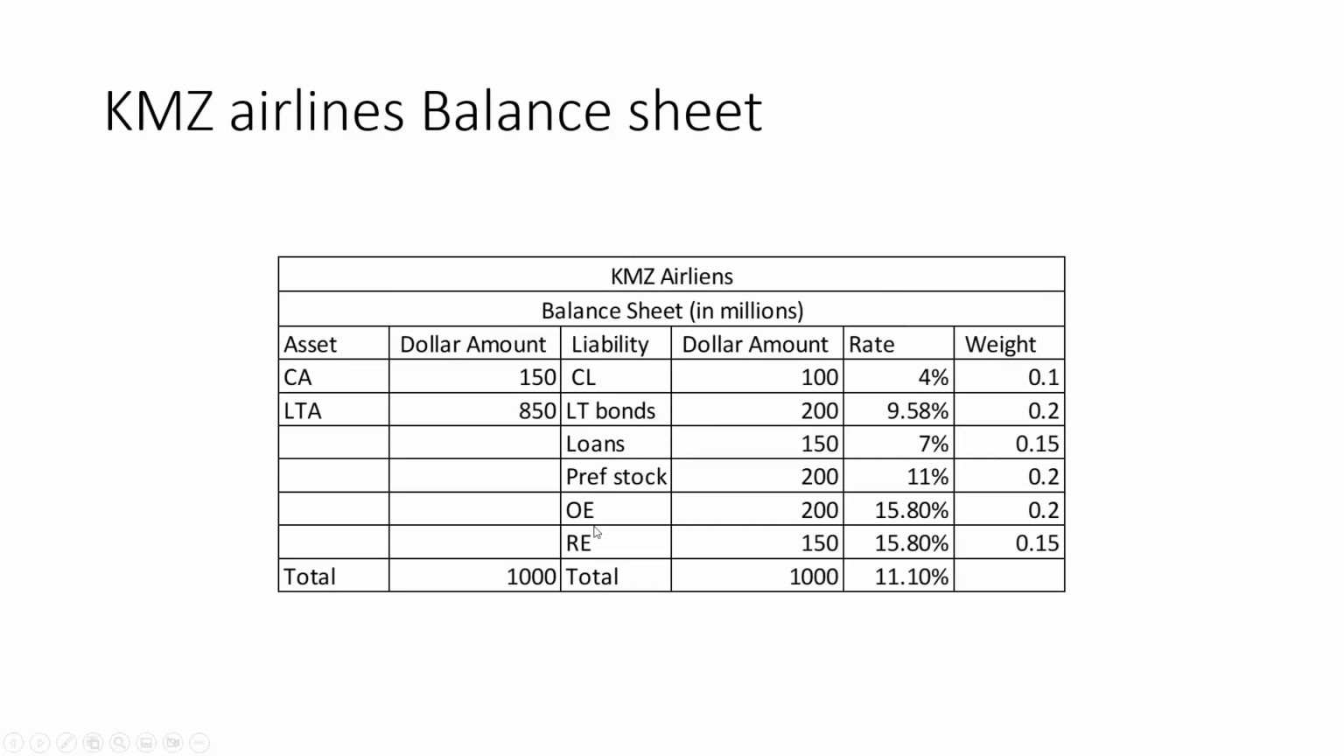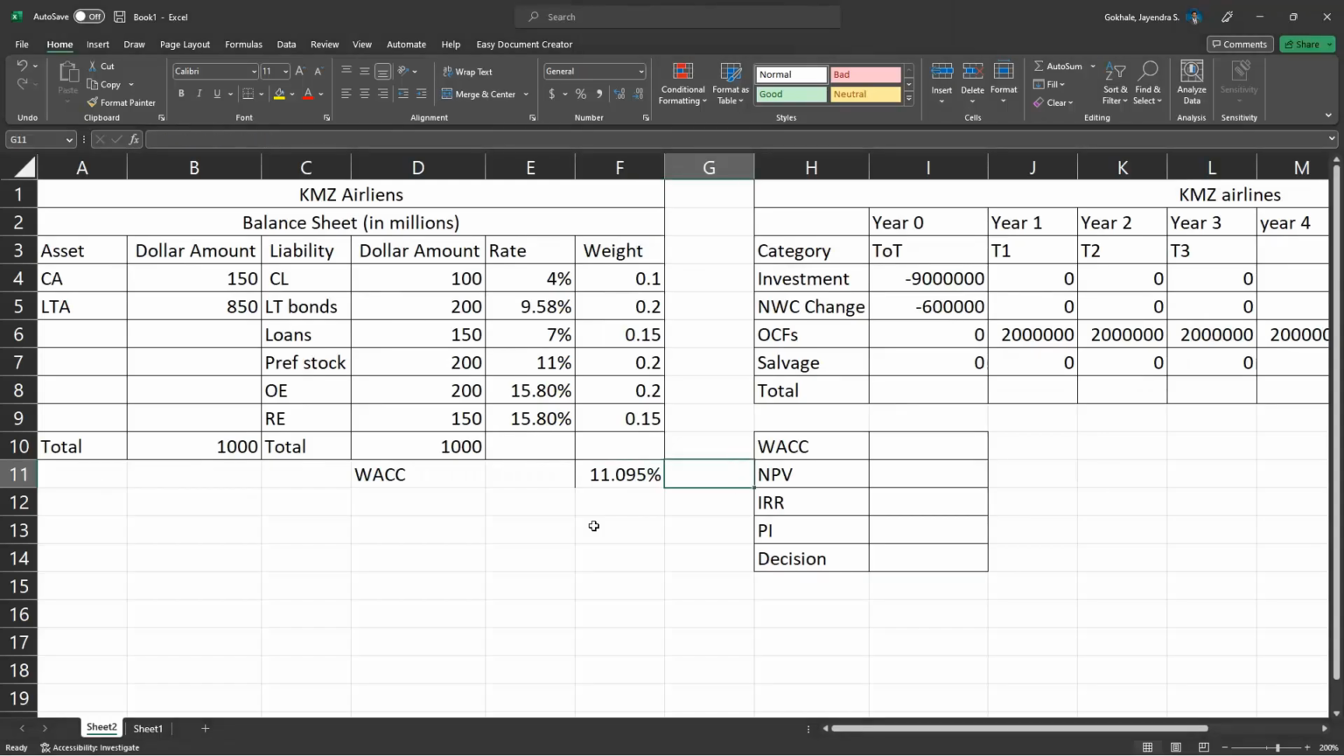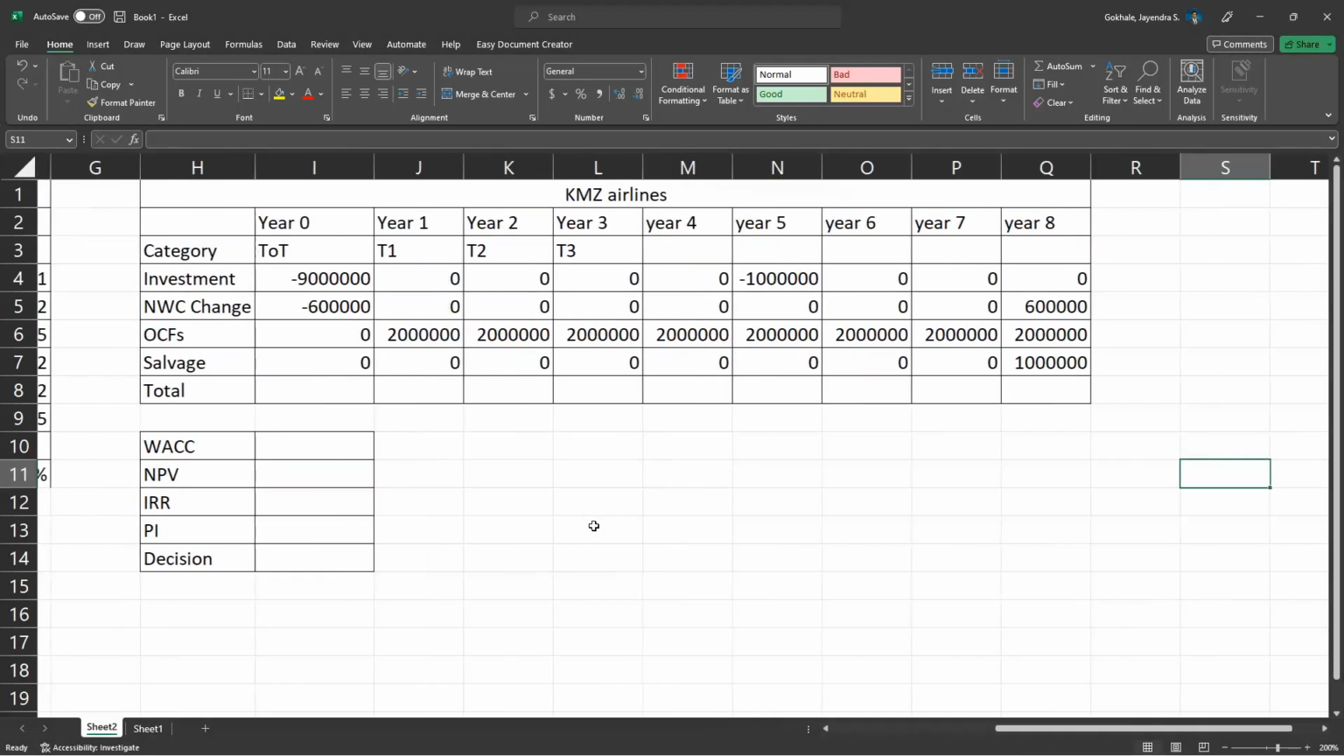Owner's equity and retained earnings will come from the accounting department. So these are not easy to obtain in the real world. Now let's have this project to be evaluated. Okay, so already the cash flows are laid out. Let's explain the cash flows.